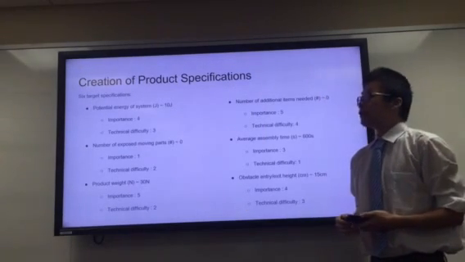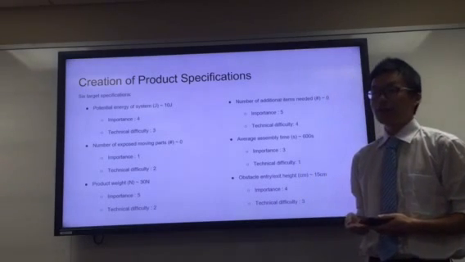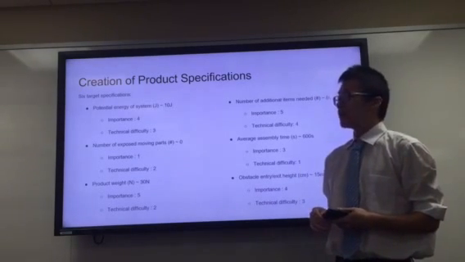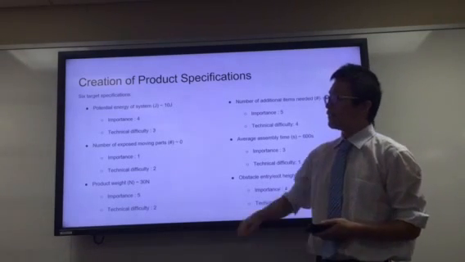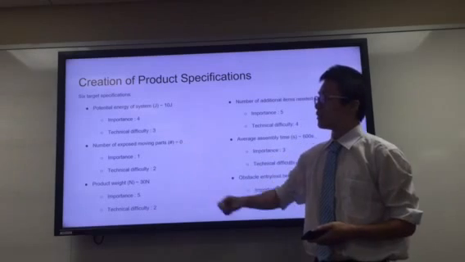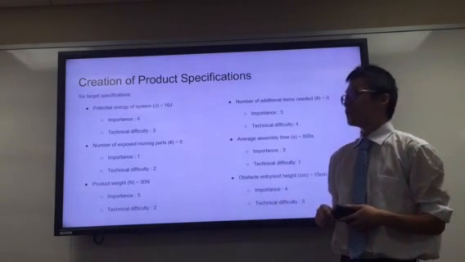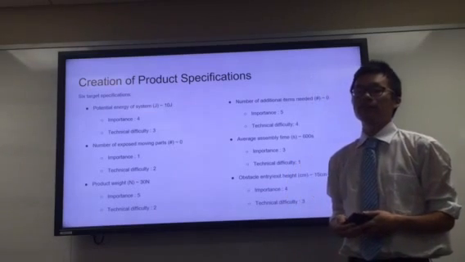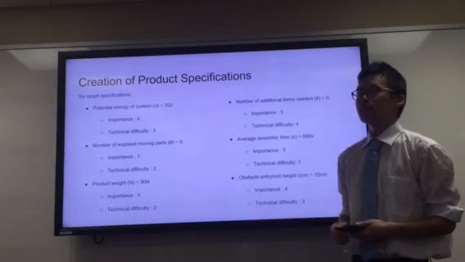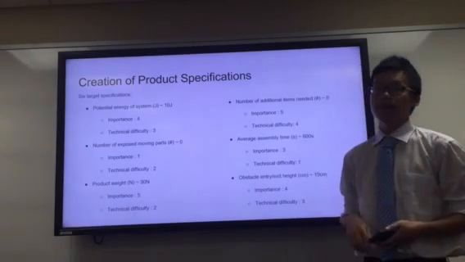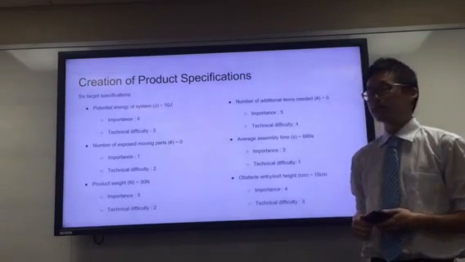Next, we move to the product specification. In other words, the product specifications represent how our customers wish the product looks like. We assign an importance value to each specification, which represents how crucial this specification is in the design process. We also assign technical difficulty values, which represent how difficult it is to implement one specification into the design process.